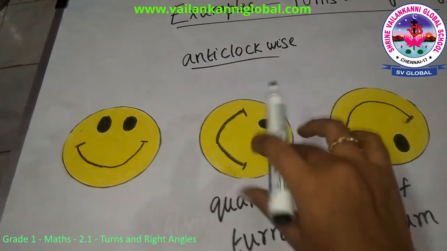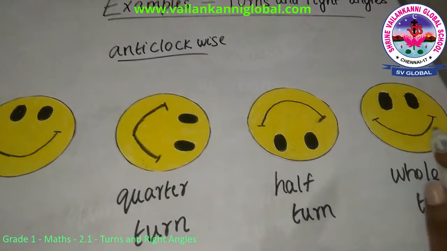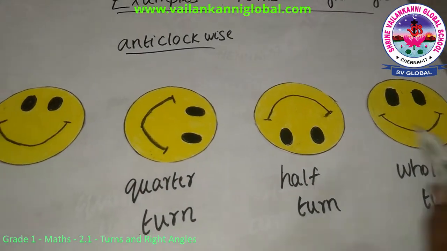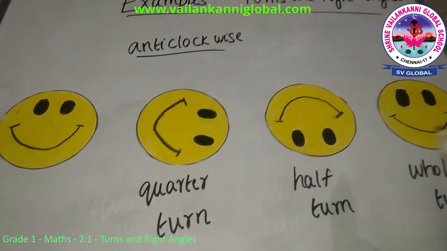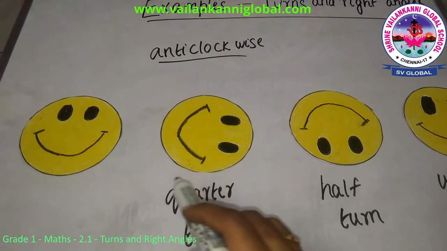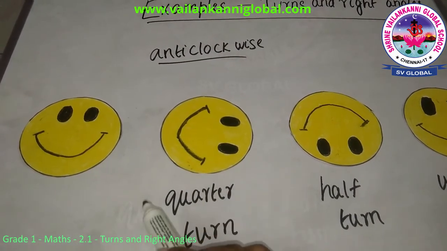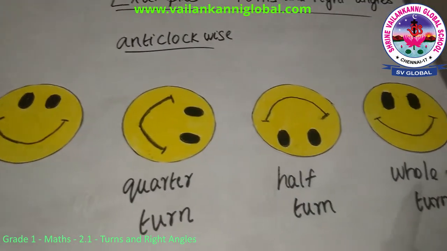After that, for a half turn it will change to this direction, and again for a whole turn it will face the same way as in the starting position. So similarly, try it for the arrows: how it will be in the starting position, and when it makes a half turn, in an anti-clockwise direction, and in a half turn and in a whole turn.